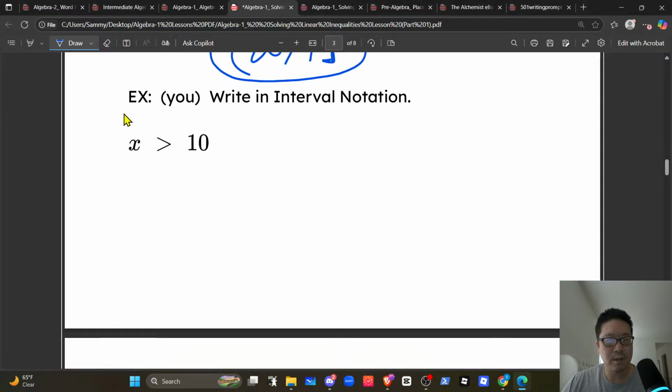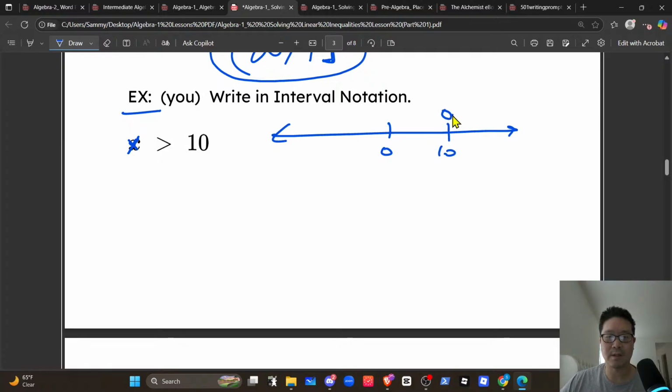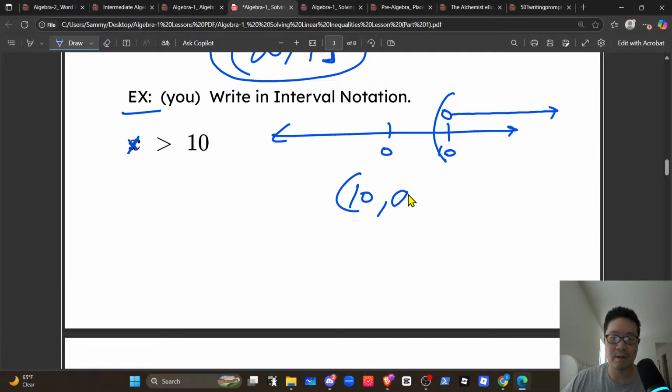All right, let's try this one. x is greater than 10. And again, if you're watching this live stream as a video on demand, you could simply pause the video and try these examples on your own. So this is x is greater than 10. We have an open circle, and it's greater than 10, so it would be all numbers greater than 10. And in interval notation, we would start at the 10 right here, parentheses, and include all numbers going up to positive infinity. And so that would be our answer.